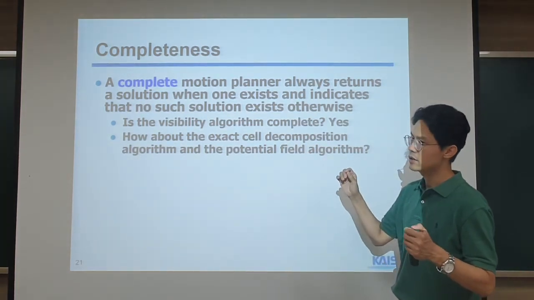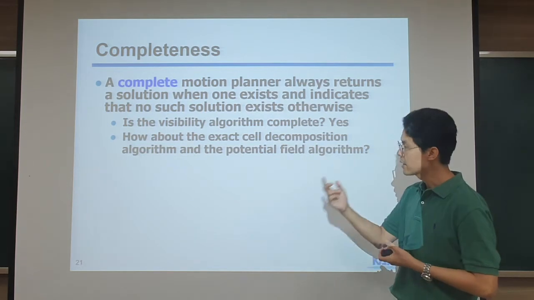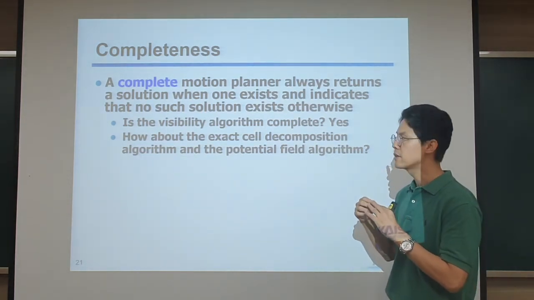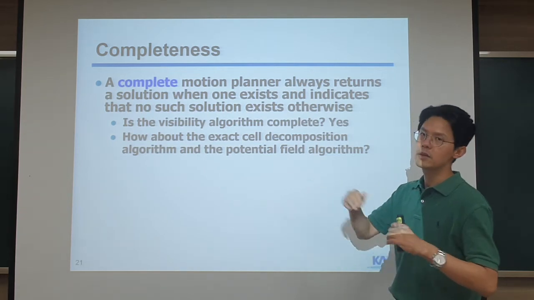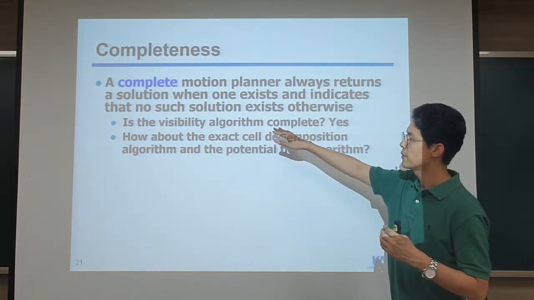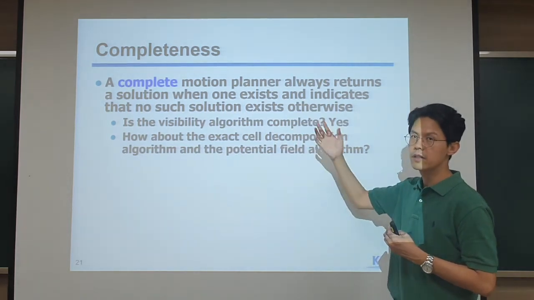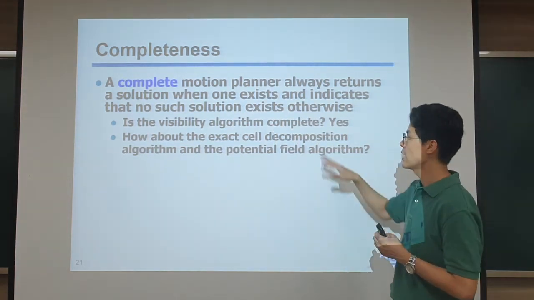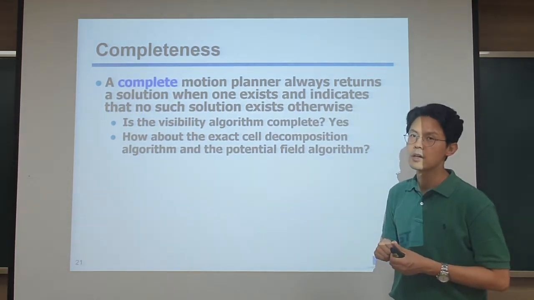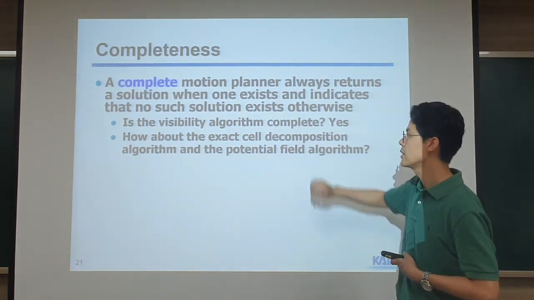If there's actually a path, the complete motion planner can give us the path. So basically, we'll look at all possible cases based on this visibility concept for building the visibility graph. That's why we can design a complete motion planner, but it comes with a high computation cost, right?